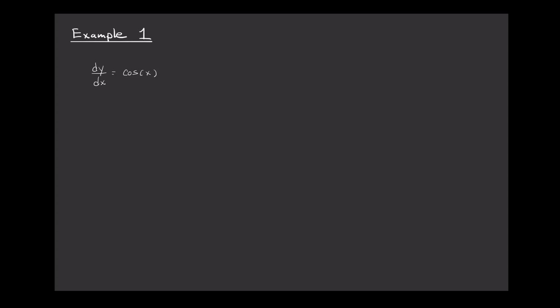So here's our first example. We have dy over dx is equal to cosine of x. From what we saw with our method, it should simply be that the solution is y is equal to the antiderivative of cosine of x. If we do the anti-differentiation, we get the following.